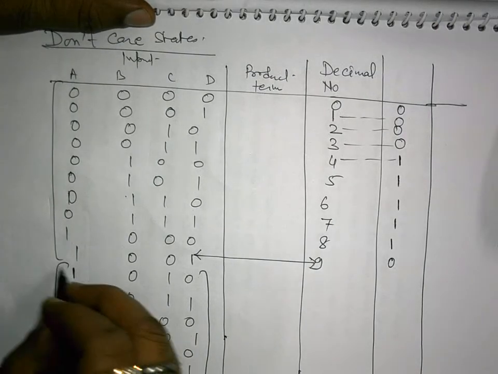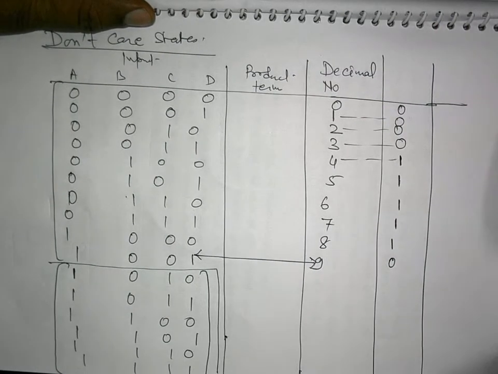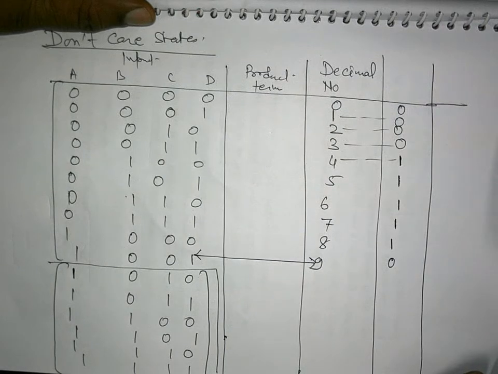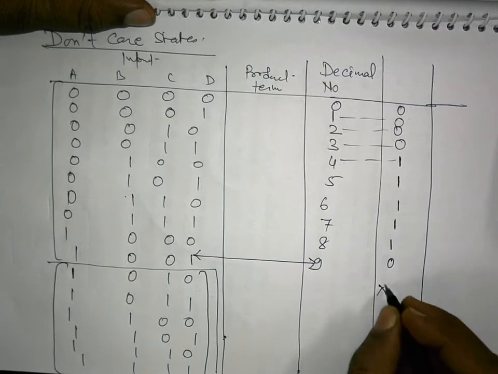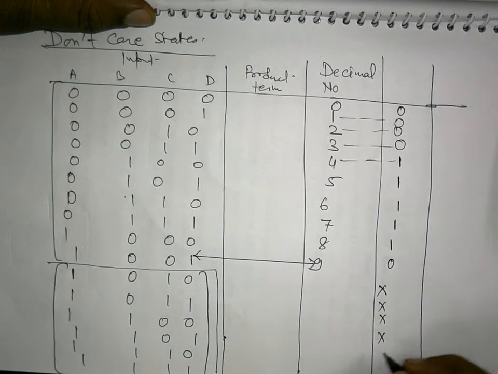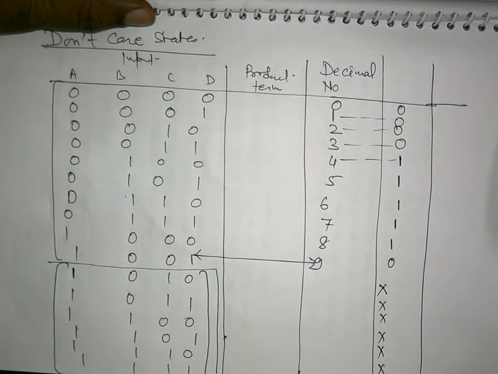These patterns are not allowed to exist in this circuit. Why? Because they are not valid codes. But if somehow, because of some error, they exist in the circuit, what will happen to the output? The output can be anything, 0 or 1. This means the outputs are don't care in this situation. Got my point? Okay. Outputs are don't care in this situation.